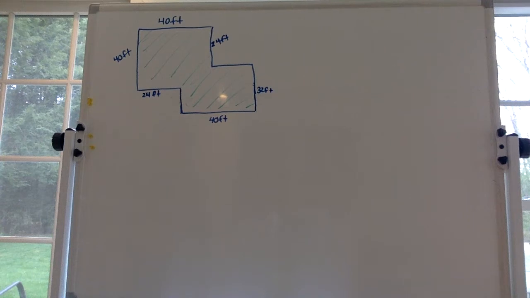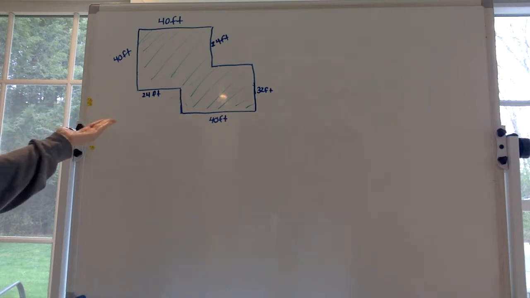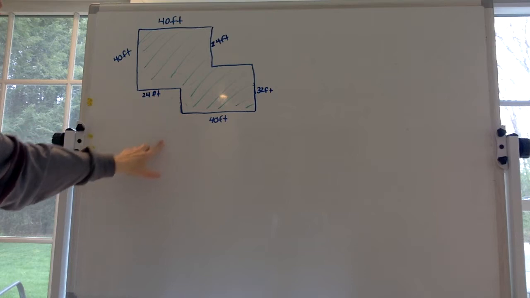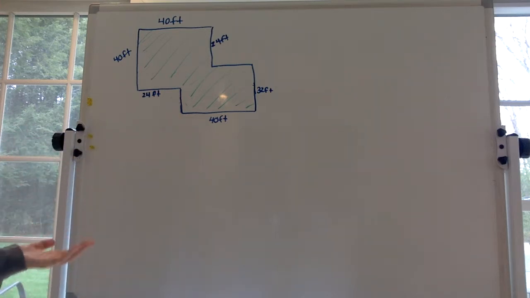Hi everybody. In this problem, we're going to try to figure out how many square feet this diagram represents. Let's suppose this is a floor plan for a house and you wanted to figure out how many square feet of hardwood flooring you would need if you wanted to put hardwood flooring down. So it's kind of an irregular shape. It's not just a square or a rectangle.